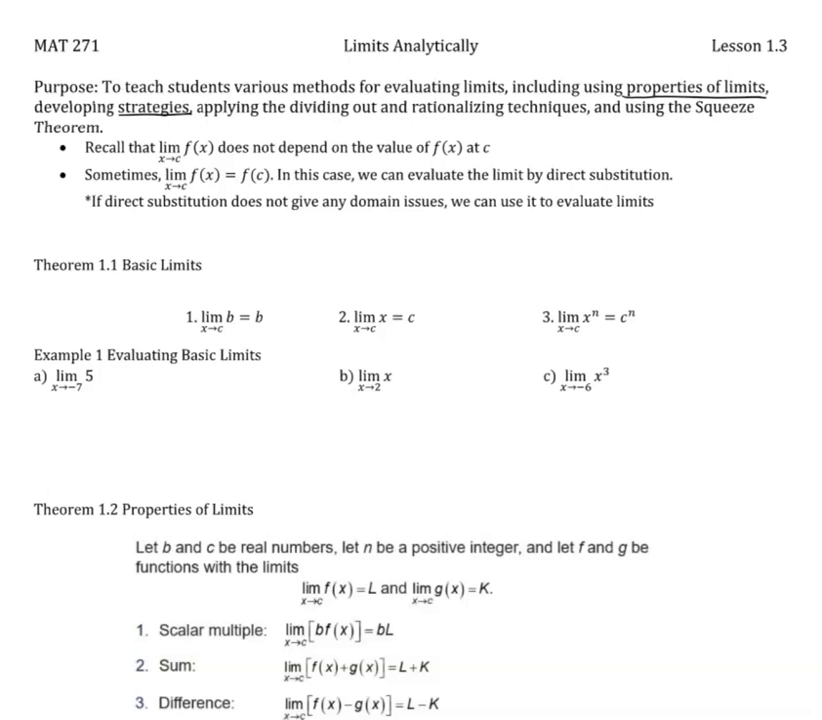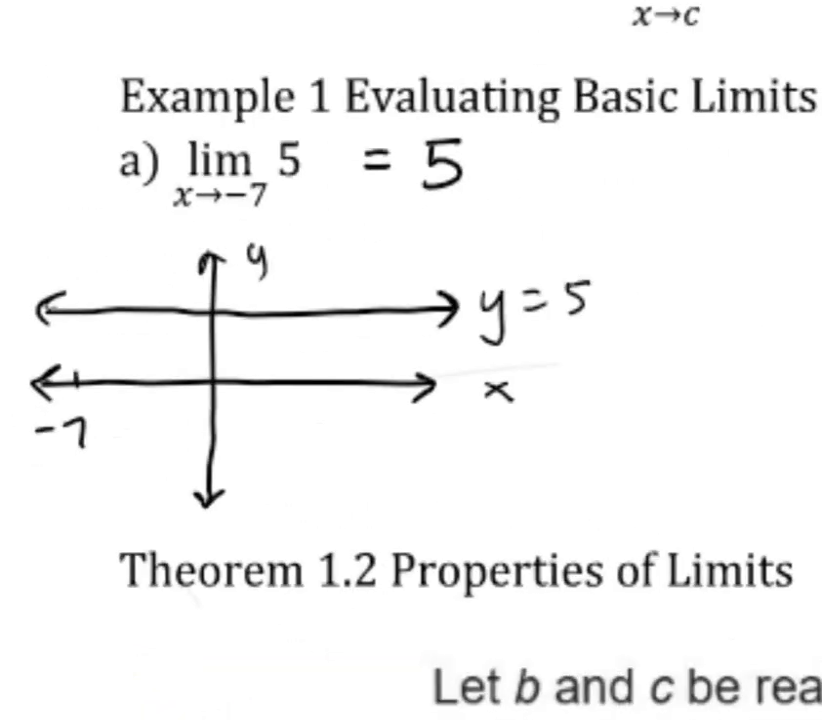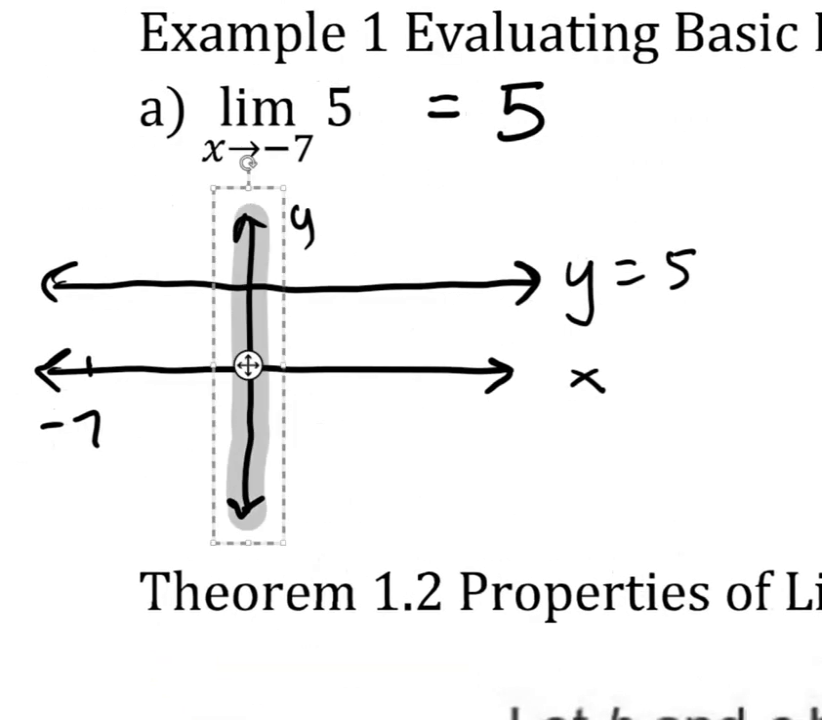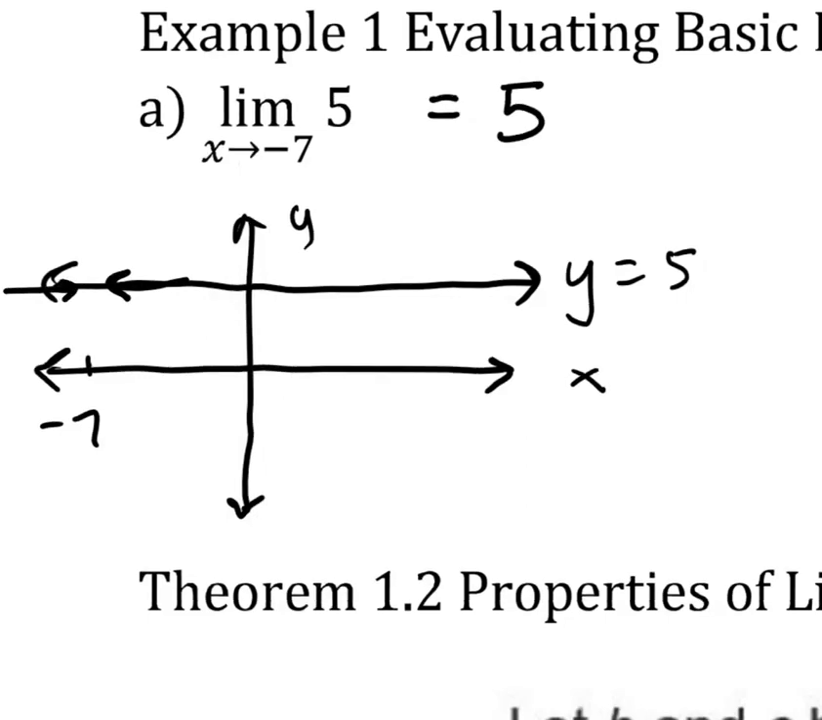Example 1a, we're looking for the limit as x approaches -7 of the function 5. Well, it doesn't really matter what we get close to. If we're dealing with a constant function 5, the limit is always going to be 5. Just for a graphical representation of that, the function 5 is simply the horizontal line at y is equal to 5. I'm going to label my axes on this. -7 would be somewhere over here. And you can see as I come into -7 from the left and from the right, we're still at the y value of 5.